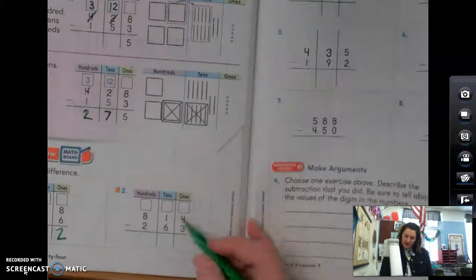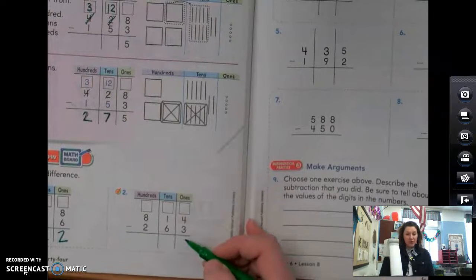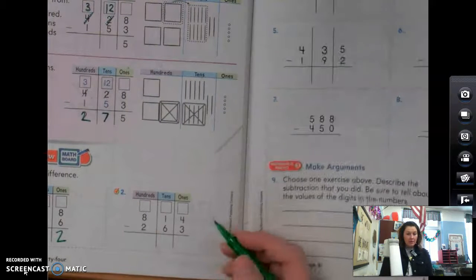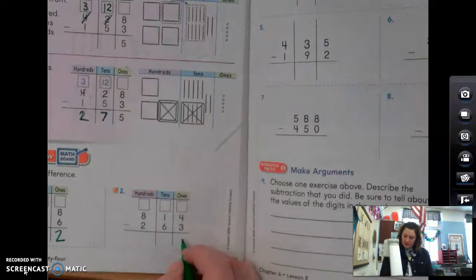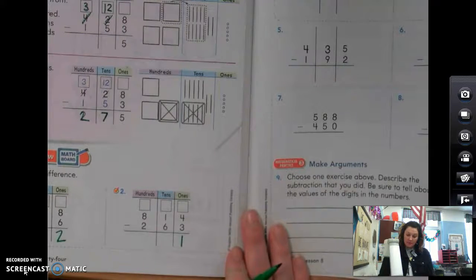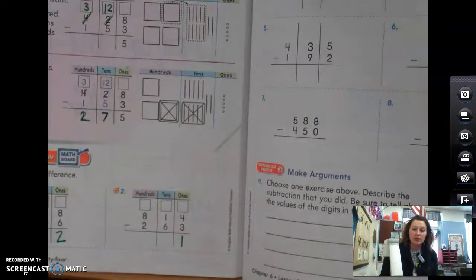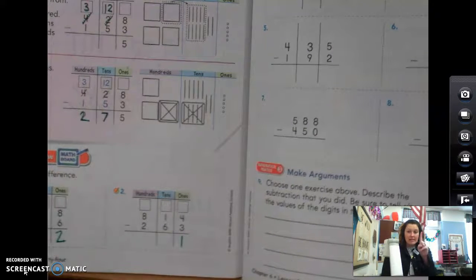Number 2, 814 minus 263. So I do 4 minus 3. More on top, no need to stop. 4 minus 3 is 1. Then if I go to my tens, 1 minus 6, please don't do what my students are doing in class and flip them. You can't flip them. If it's 1 minus 6, you don't have enough. That means there's more on the floor. You got to go next door.